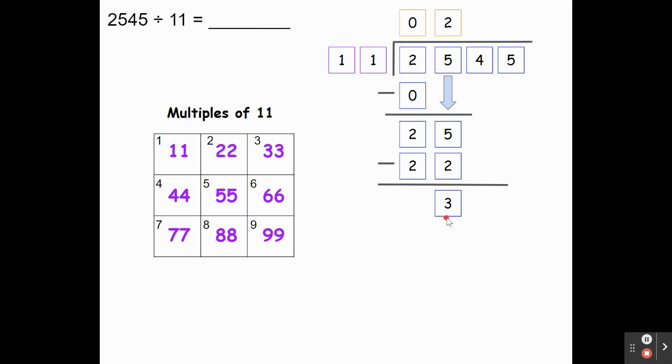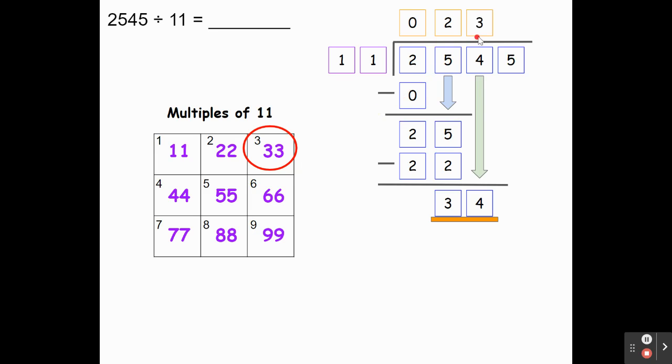We can rewrite this 3 hundreds in tens by bringing down the next digit, which is the 4 in the tens place. We have 34 tens. Let's look at our multiples of 11 to see which gets us closest to 34 without going over. That would be the third multiple of 11, which gets us to 33. So we're going to give each group 3 tens.